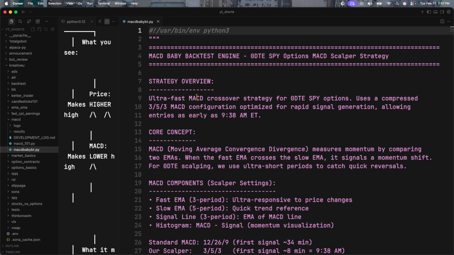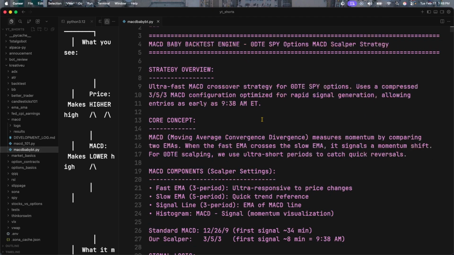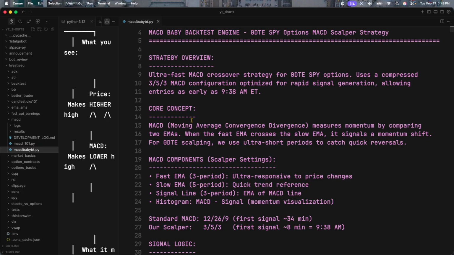So the strategy overview is we're going to be using an ultra fast MACD crossover strategy for 0DTE SPY options. It uses a compressed 5-3 MACD configuration optimized for rapid signal generation, allowing for entries as early as 9:38 a.m., right? The core concept is that MACD, which is the moving average convergence divergence, measures the momentum by comparing the two EMAs.